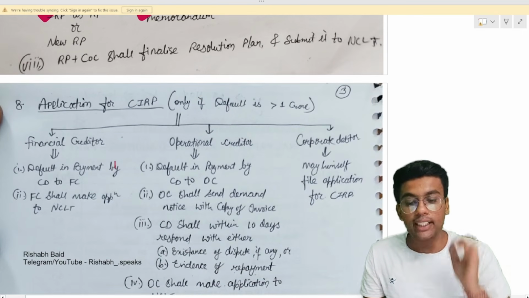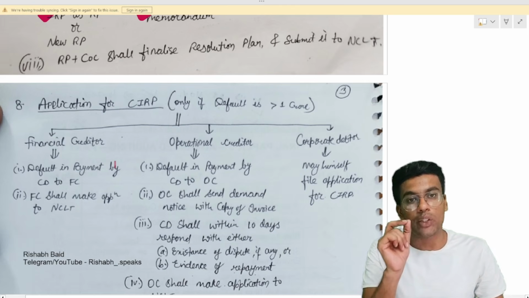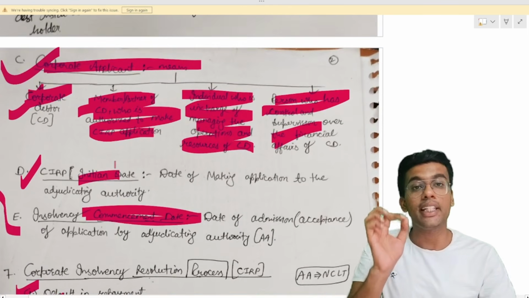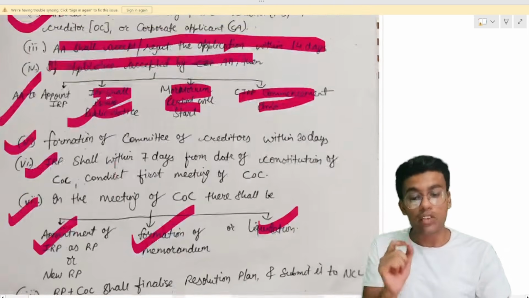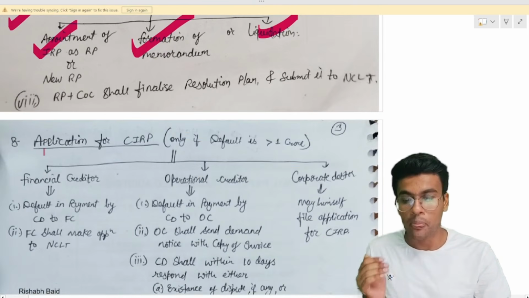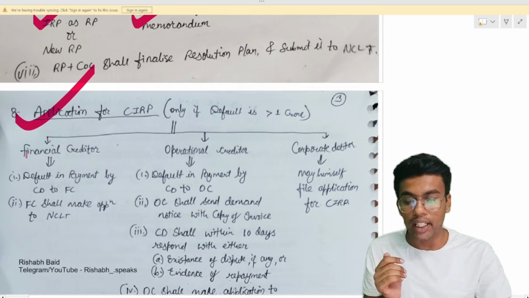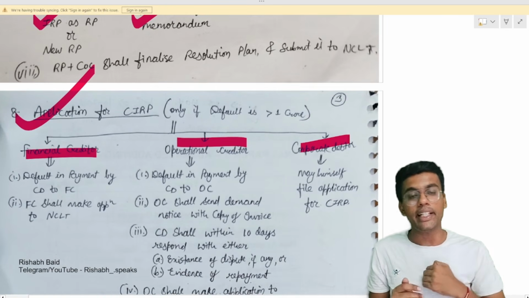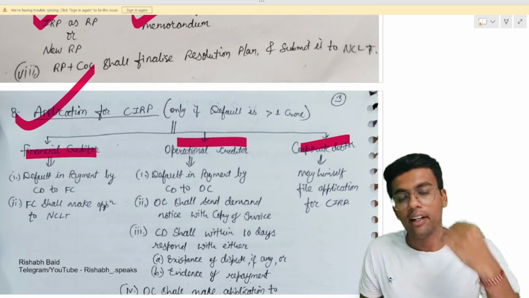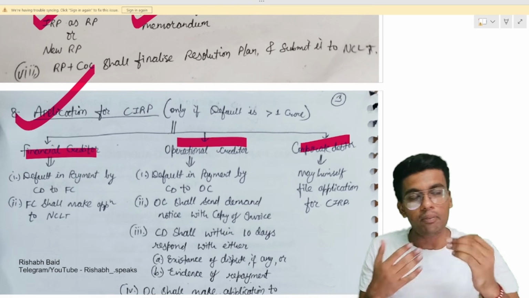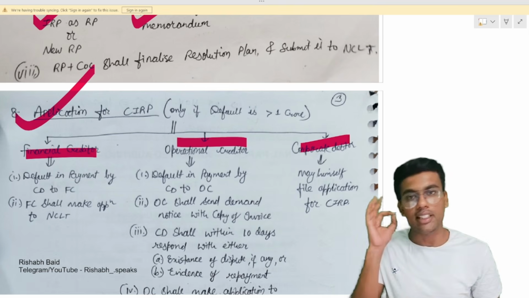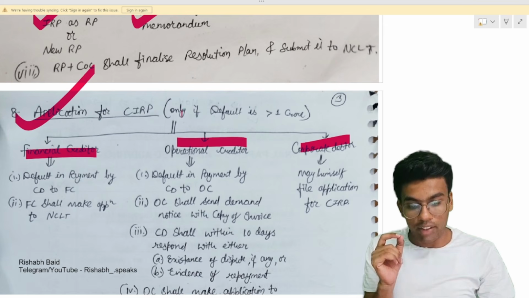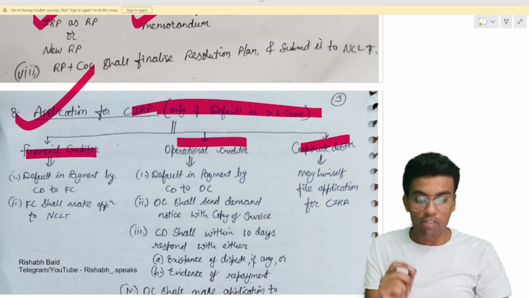Now, application for CIRP is made only if the default is more than 1 crore. Here we studied who is a corporate applicant who can make an application for the CIRP, but under what circumstances. Application for CIRP can be made by a financial creditor, an operational creditor, or the corporate debtor also. Corporate debtor means the company itself can make an application to the NCLT adjudicating authority saying that please initiate the CIRP, corporate insolvency resolution process. Only if the default is more than 1 crore, in such a case, the application is to be filed.